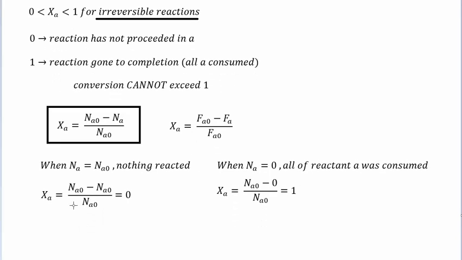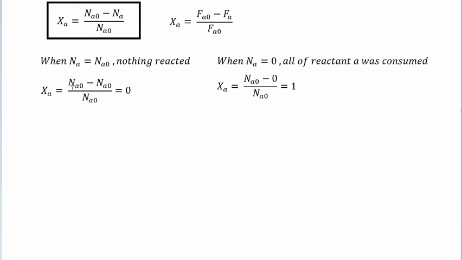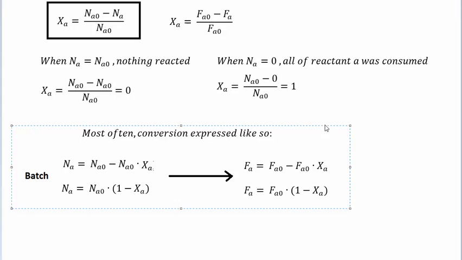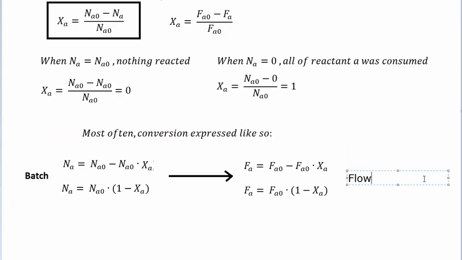Now the same can be done with this definition up here, and that would be for flow systems. So if you had F sub A naught minus F sub A over F sub A naught, that would be the same conversion definition for a flow system. Okay, so typically you won't see the conversion expressed like this as the quotient. Typically when you use it, you'll see it used like this. Let me put flow over here.